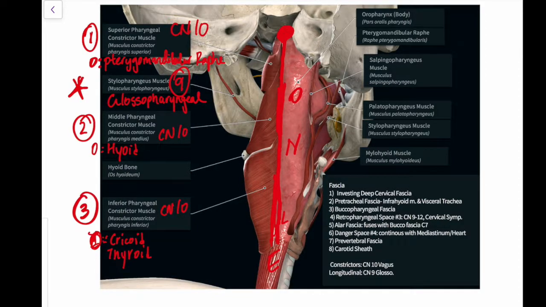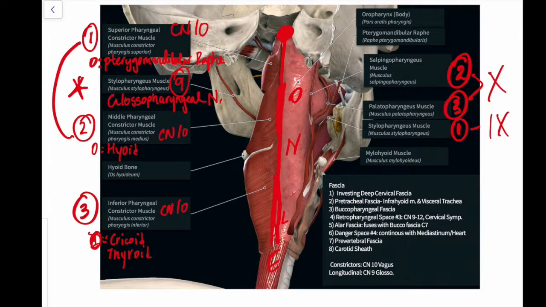And we know that stylopharyngeus, as you can see here, is always in between superior constrictor and middle constrictor, along with its nerve, the glossopharyngeal nerve, as you can see on this side. Other longitudinal muscles we have besides stylopharyngeus are salpingopharyngeus and palatopharyngeus. These two, like we said, are innervated by vagus, whereas stylopharyngeus is the only one innervated by glossopharyngeal.